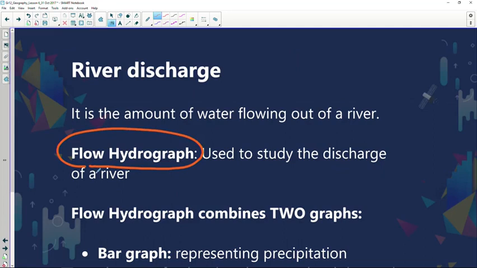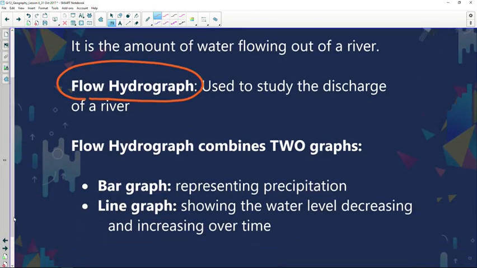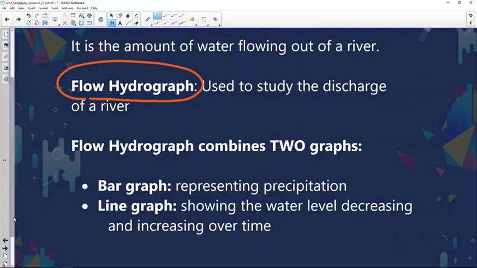Now, by now you should know hydro means water, so it's a water graph. It gives two sets of information. It's basically a very special graph because it combines a bar graph with a line graph. The bar graph represents the precipitation, the amount of rainfall. The line graph shows how quickly this discharge is taking place.